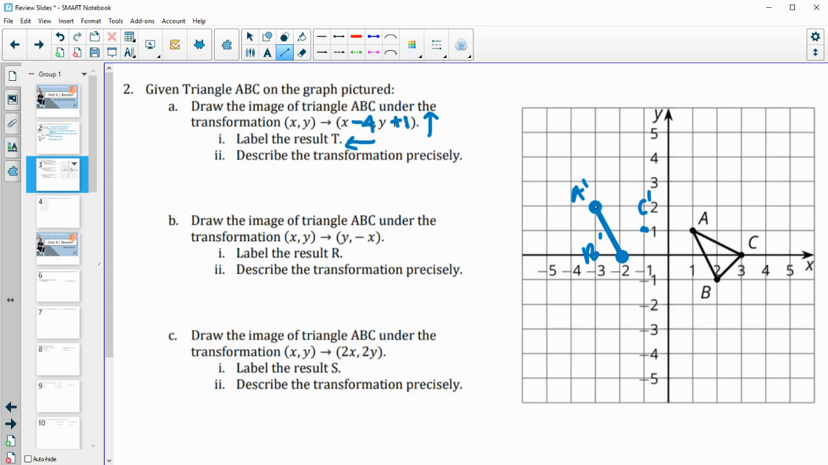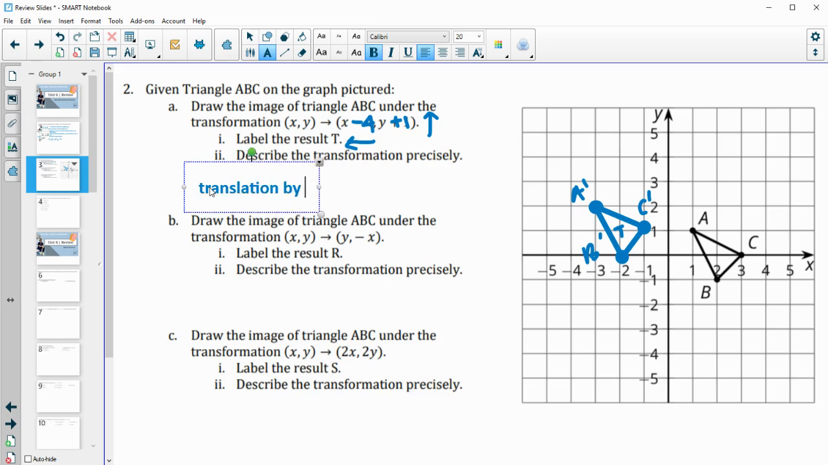And then they want us to label this as T. And then describe that transformation precisely. So again, this is a translation by directed line segment -4, 1. Or you could say left 4, up 1. Then draw the image under this rotation. (x, y) maps to (y, opposite x).